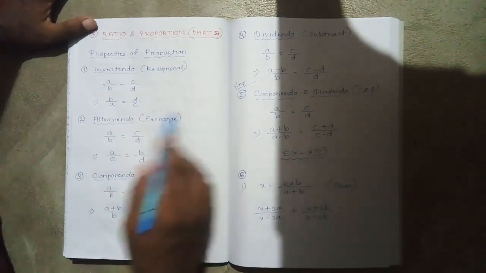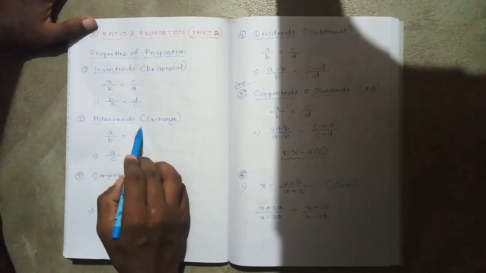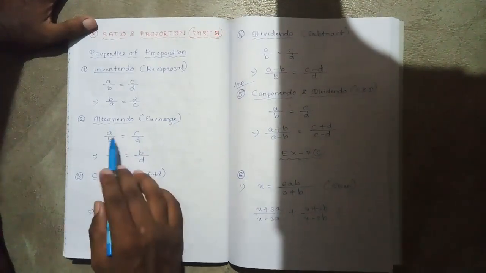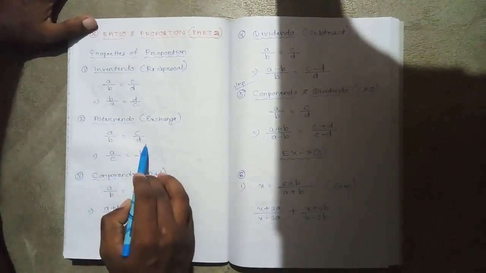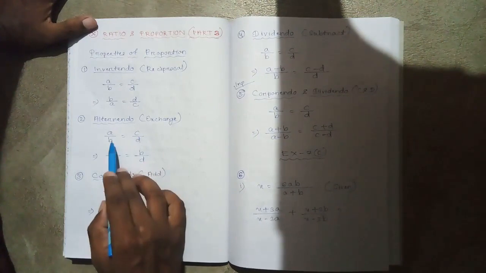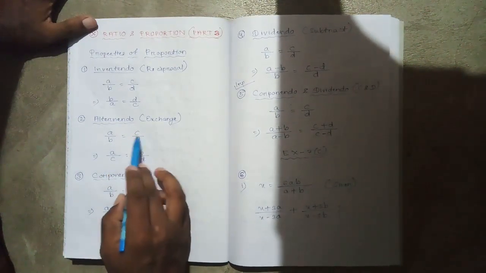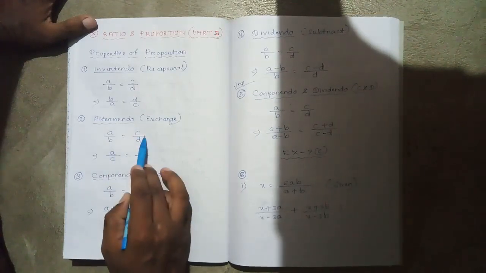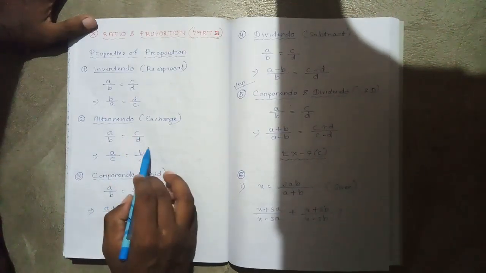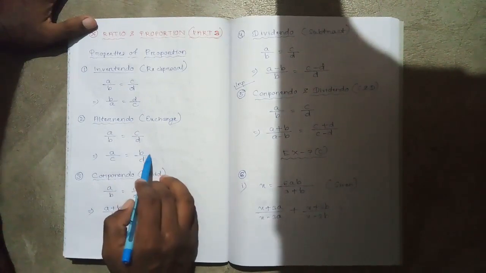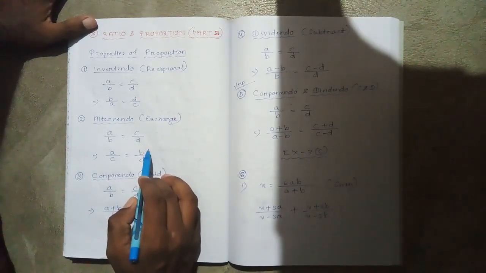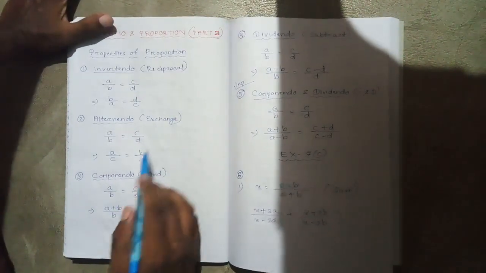Okay. Next is alternando, means exchange. If a by b is equal to c by d, then c can be taken here, b can be taken here. Exchange b and c. Okay, exchange the means, middle terms. We can get a by c is equal to b by d. This is called alternando. Okay, in this we have to exchange the means.